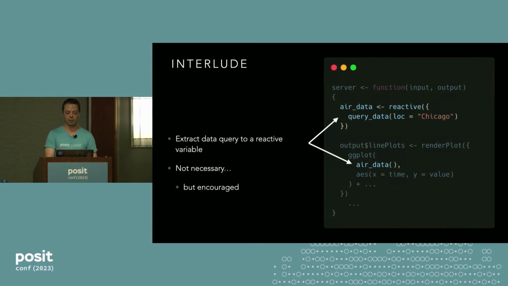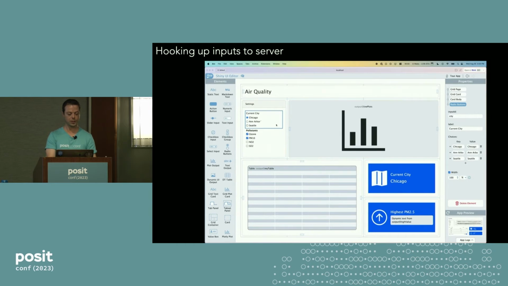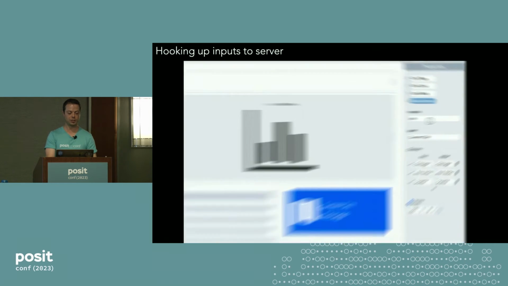just a Shiny development best practice, which is we're going to take this air quality data that we've been working with and put it in a reactive variable. And I'm saying it's a best practice, but really I'm doing it so that when I do the input stuff, I only have to put it in one place. So right now, the query data function gets called once in this reactive, and we use that in our plot and in our table. So this is not necessary, but if you want to make performant Shiny apps, you should probably do this.